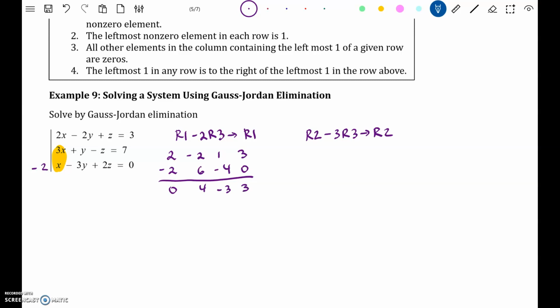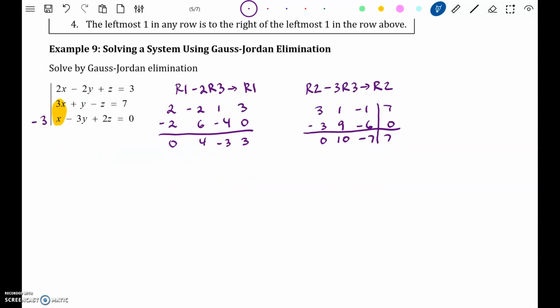And for the next result, row 2, which is 3, 1, negative 1 and 7, to subtract 3 times row 3, it's going to be negative 3, 9, minus 6 and 0. So row 2 becomes 0, 10, minus 7 and 7.